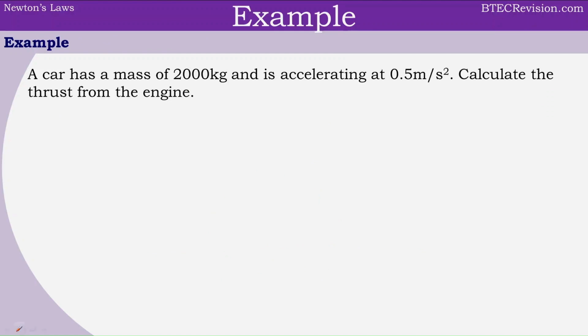Let's look at this example. We have a car that has a mass of 2,000 kilograms and is accelerating at 0.5 meters per second squared. Calculate the thrust from the engine. So if we can see, we have mass and acceleration. So what should come to mind is Newton's second law of motion, which is F equals ma. And we can simply plug in the values because the question is asking for thrust, which is a type of force. And that's equal to the mass, which is 2,000, times the acceleration, 0.5, and that would give us a value of 1,000 newtons.